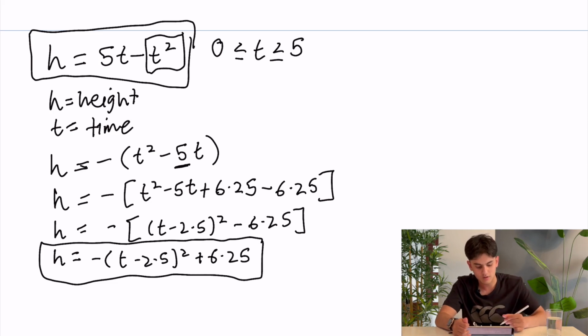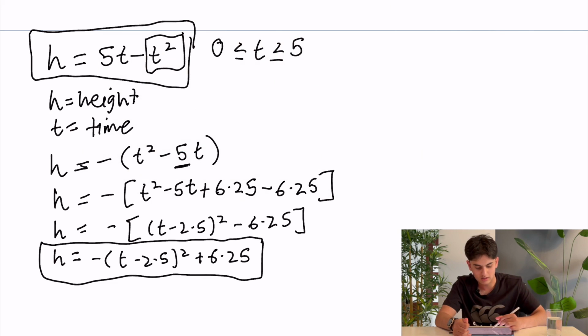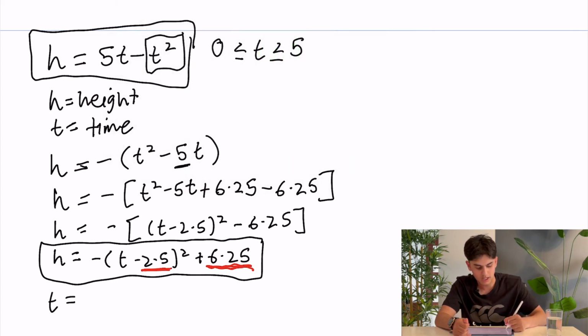So we can see now that the maximum height that we reach is 6.25 meters, and the time it reaches that height is at 2.5 seconds. So that's the first way that we can solve it. We get that the time it reaches its maximum height is 2.5 seconds, and the height is 6.25 meters.